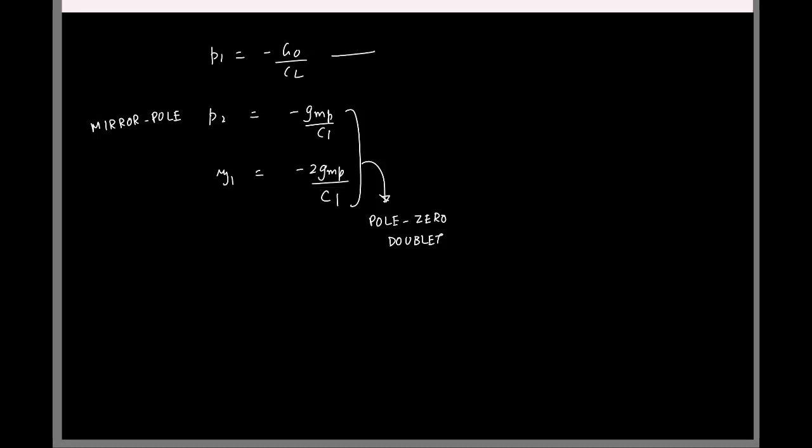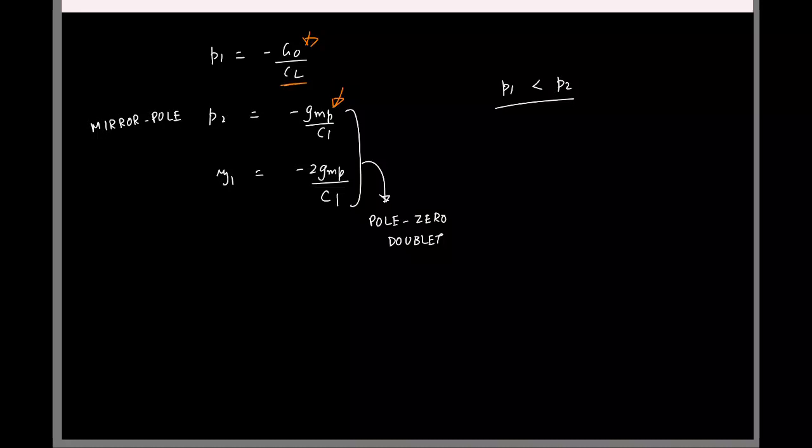Now do you think P1 is greater than P2 or P1 is less than P2? So P1 is less than P2. Is that fine? P2 is a high frequency pole we have, because again GM is going to be much larger than G0, and at the output I also will have some load capacitance, so that's going to increase the denominator here. So P1 will be actually smaller than P2, and this low frequency pole is often called the dominant pole.